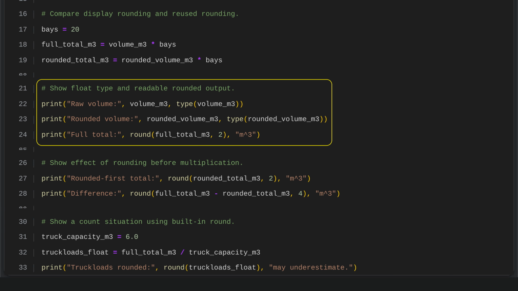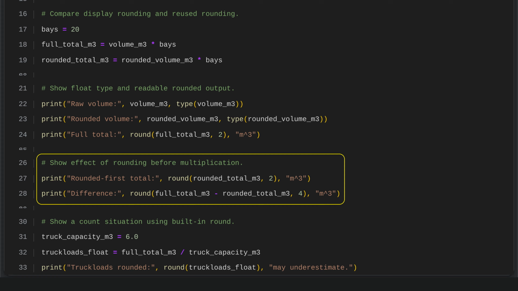The code first displays the slab volume before rounding, along with its data type, to confirm the calculated float value. It then shows the rounded volume, demonstrating that rounding changes the displayed number, but not the float type. Finally, it computes the total volume for all bays and prints it rounded to 2 decimal places, with cubic meters as the unit, making the result clear and suitable for reporting.